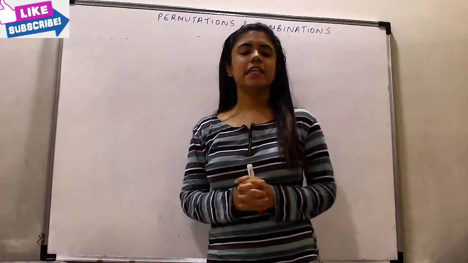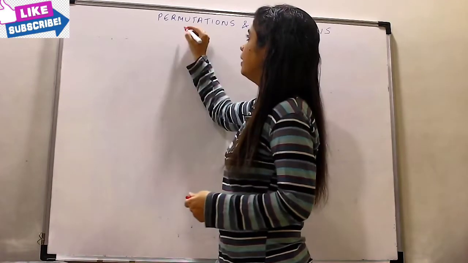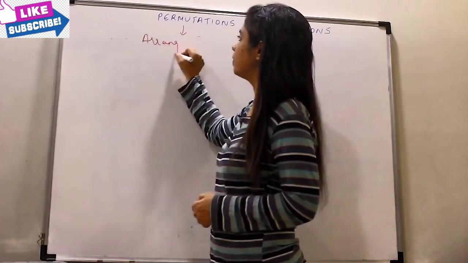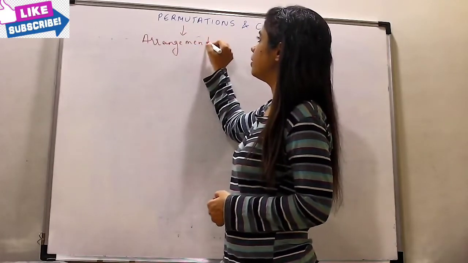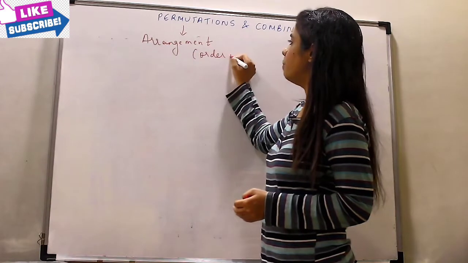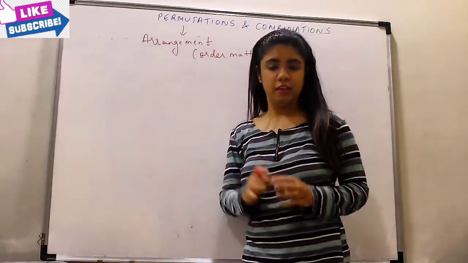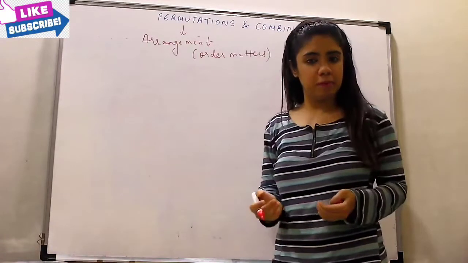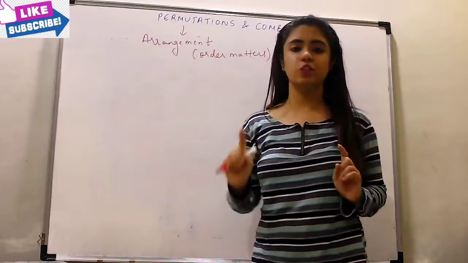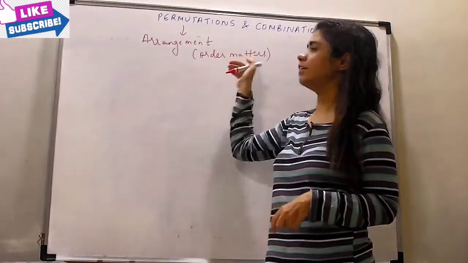Now, let's understand the concept of permutation. What is permutation? Understand, permutation means arrangement. So here, order matters. There, you were just picking people. Here, you have to pick and also arrange. So if you are arranging, it becomes permutation and order is important.